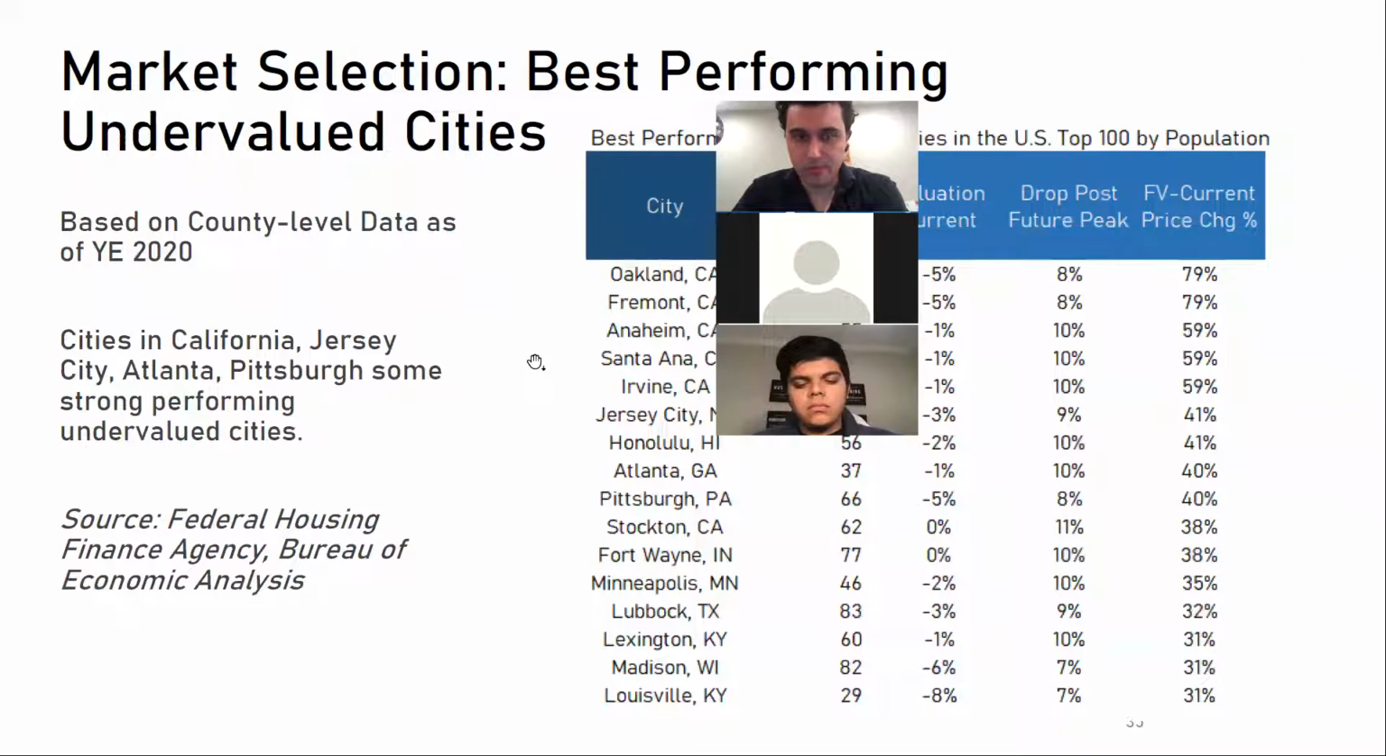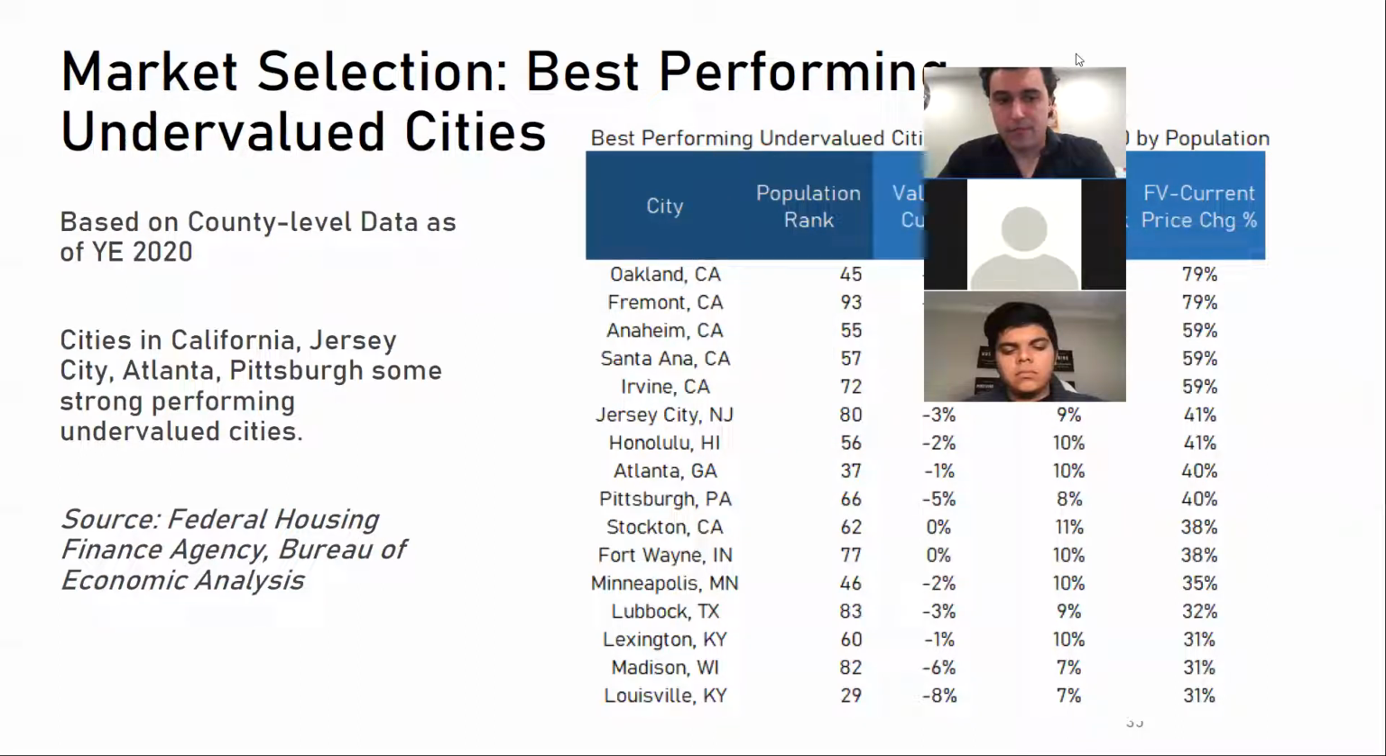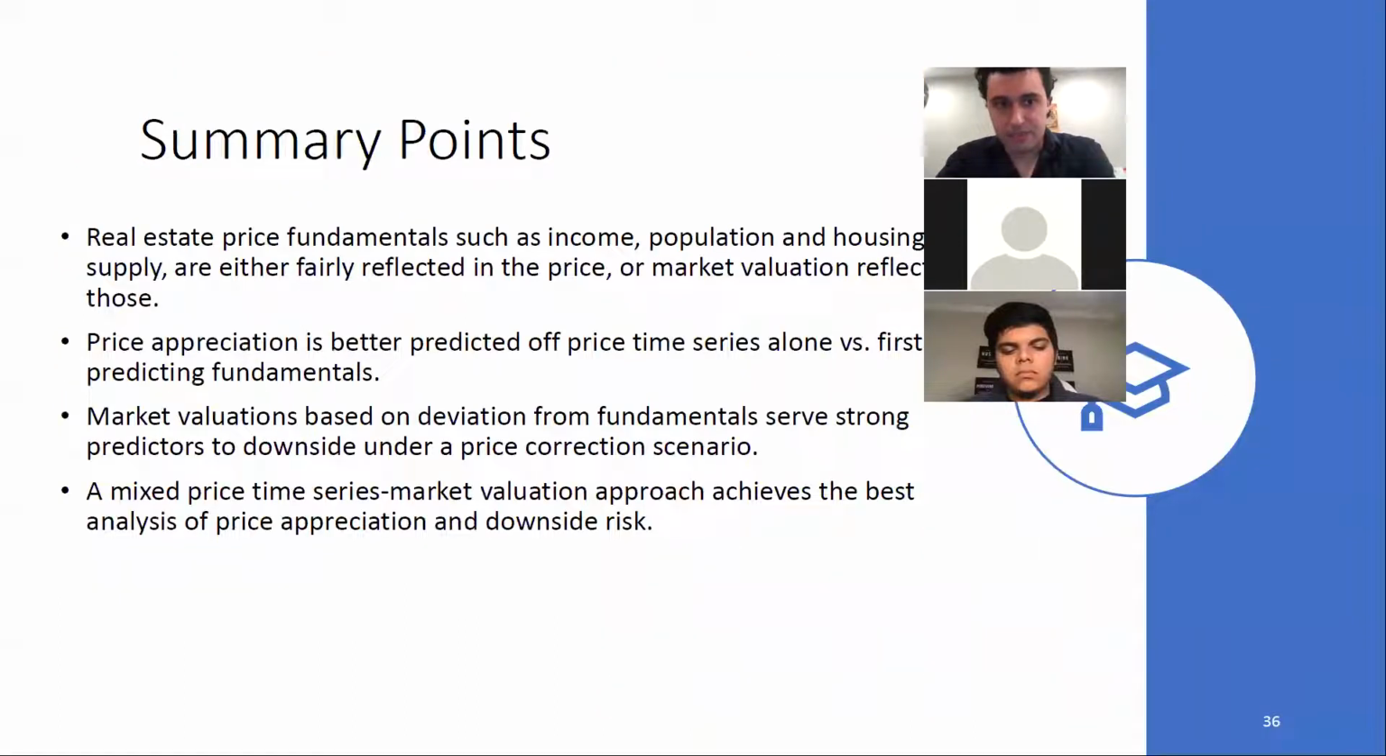So that's another approach, and the same thing for cities. So for cities, again, in California, also the cities of Jersey City, Atlanta, Pittsburgh have performed actually strongly, and they're still undervalued. That's a little bit lagging, or under to fairly valued.